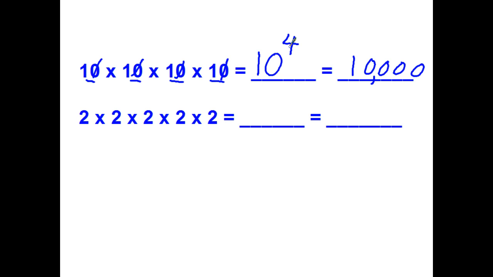Second number, base number is a 2. Got 1, 2, 3, 4, 5 of them. 2 to the 5th. Start working out. 2 times 2 is 4. 4 times 2 gets me to 8. 8 times 2 is 16. 16 times 2, 32.